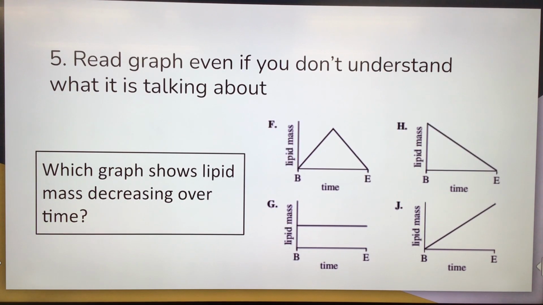Tip number 5, read the graph even if you don't understand what it's talking about. Each of these graphs, F, G, H, and J, are talking about lipid mass is on the y-axis and time is on the x-axis. I have no idea what lipid mass is, and maybe you don't either, but we could still answer the question. The question says, which graph shows lipid mass decreasing over time? So which one has the level of lipid mass going down? It would be letter H. So even if you don't understand exactly what the graph is talking about, you might still be able to answer the question.